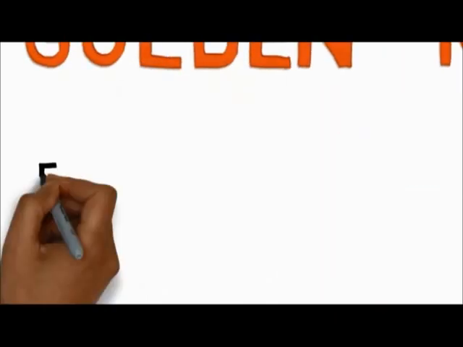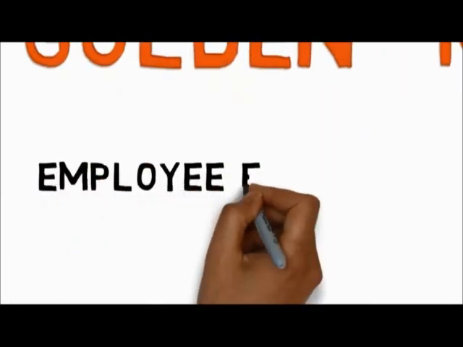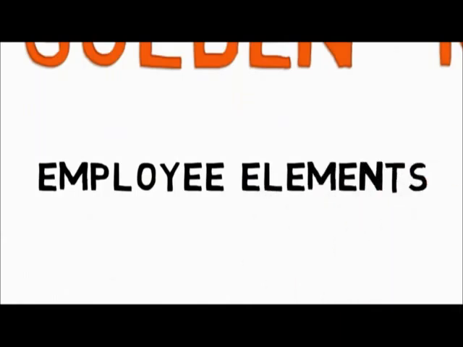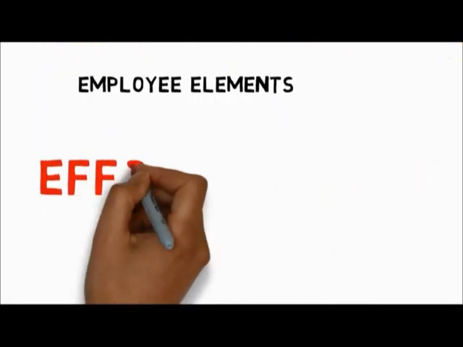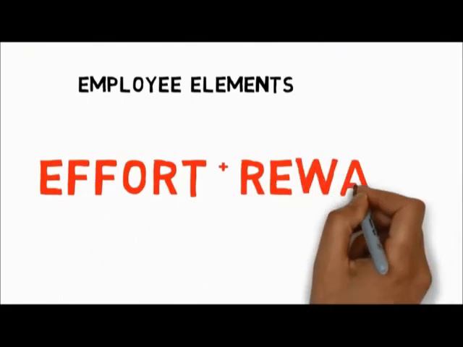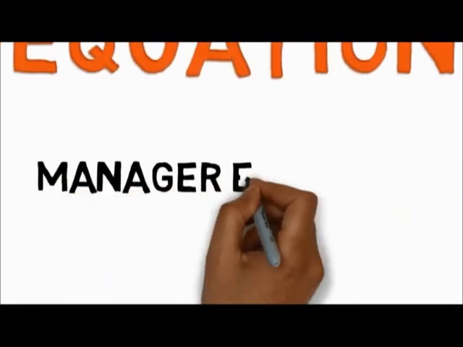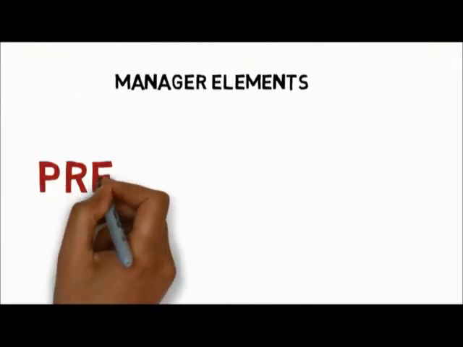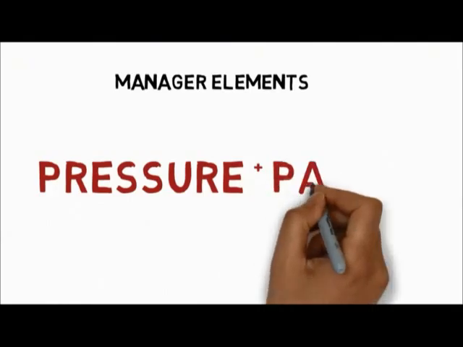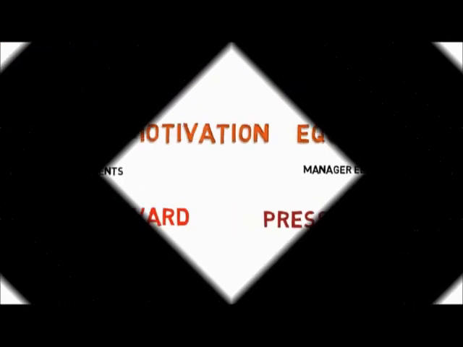So when we take the golden motivation equation, we have two sides. We have the employee elements. The employee elements include the effort and the reward. And on the management side, or the employer side, we have the elements pressure and payoff.